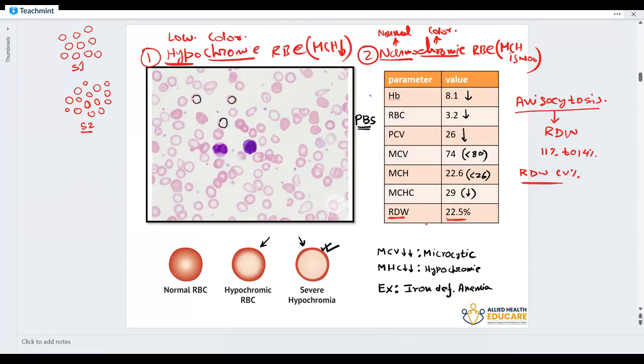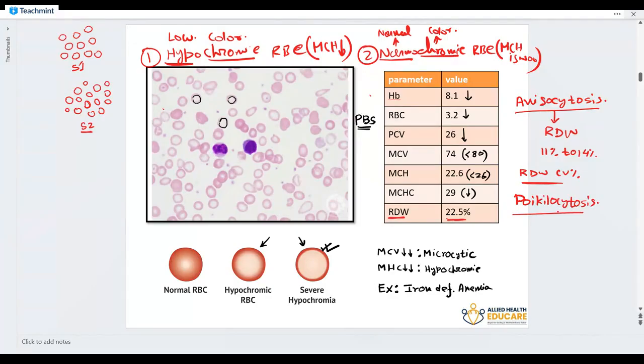And most commonly, if we find the RDW 22.5%, as I have earlier told, it is called anisocytosis. Another thing is, if there is a variation between the shape of RBC, that is called poikilocytosis. What is poikilocytosis? Poikilocytosis means variation between the RBC shapes, not size.